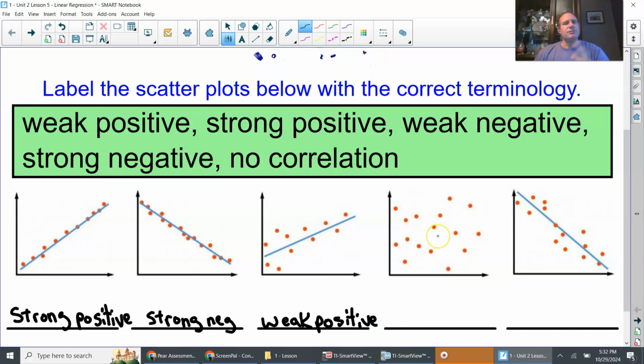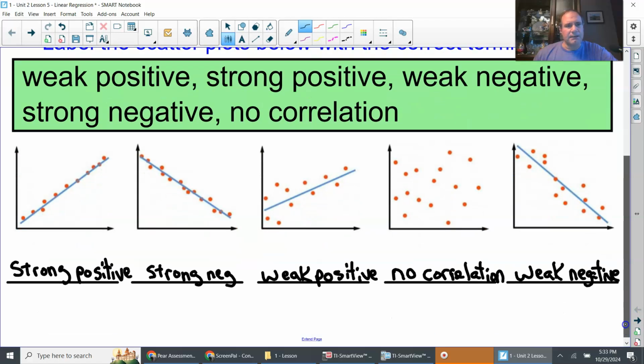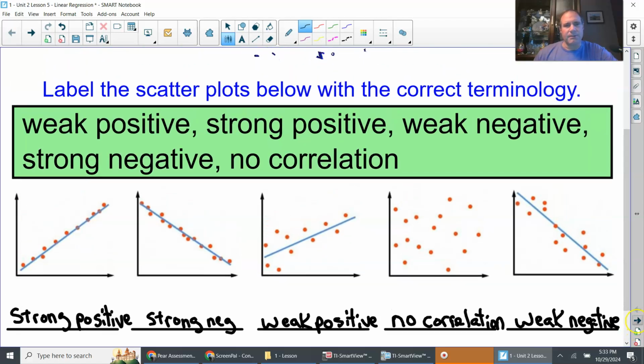The next one has no correlation at all. You cannot draw a trend line with a scatter plot that has no correlation. So we are going to put no correlation for this one. And the last one is a weak negative, because those points are further away from the trend line. And that is it as far as the scatter plots go.